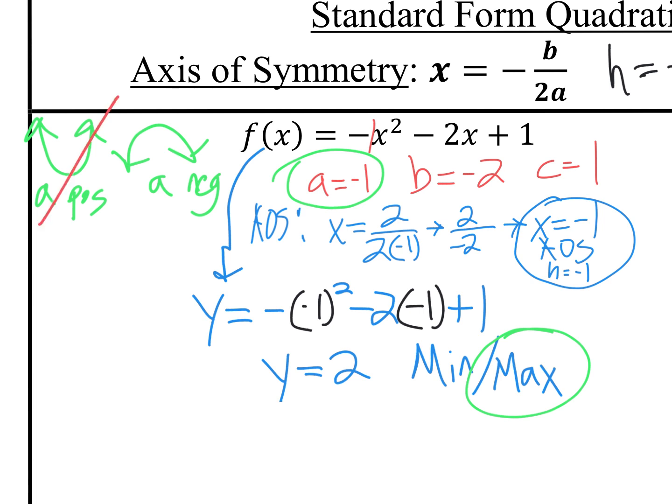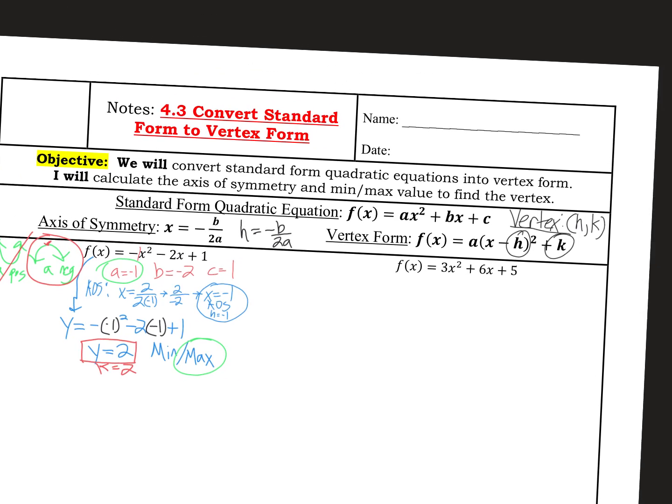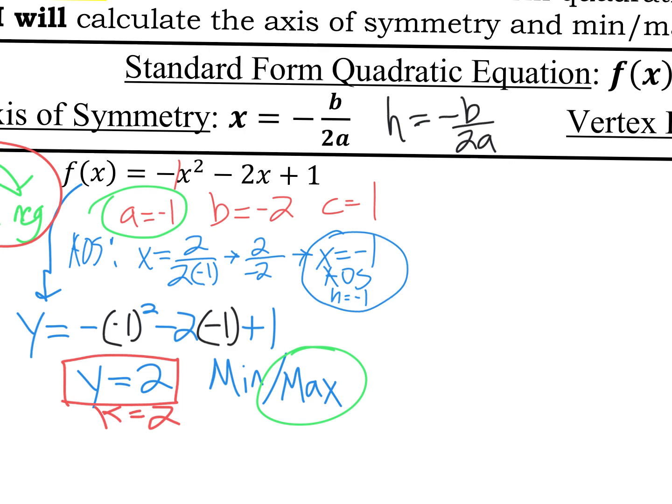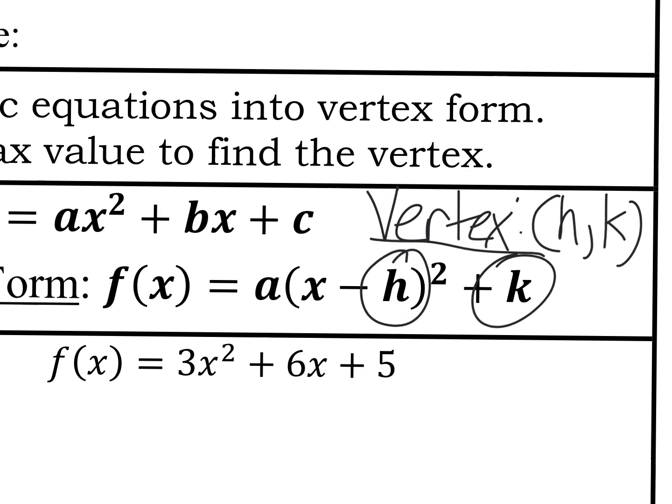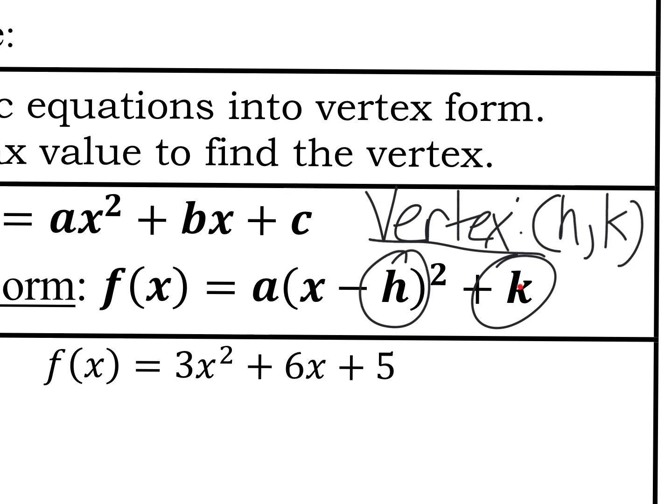So I'm going to say that this opens down, putting the vertex at the top, creating a maximum value, okay? So y equals 2 is my maximum value. And by the way, your maximum value, that's your y coordinate of your vertex. If that's the y coordinate of your vertex, then that's your k value, okay? So, since we know our h value is negative 1 and our k value is 2, the vertex form uses h and k. We just need to figure out what that a value is.